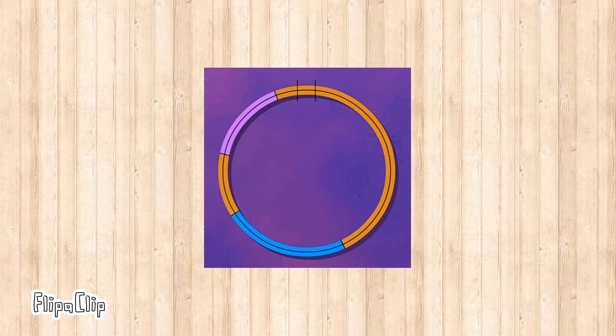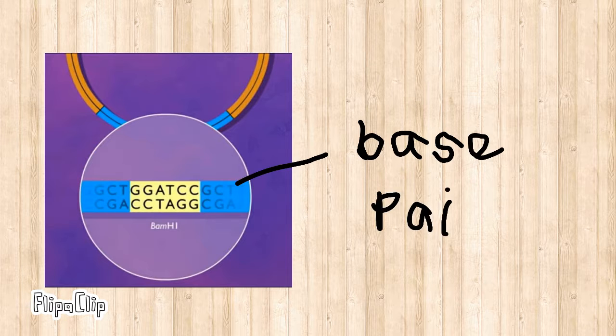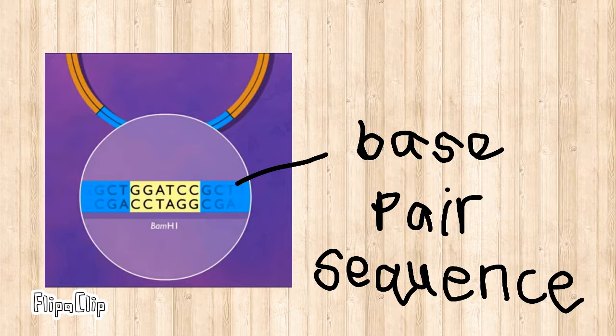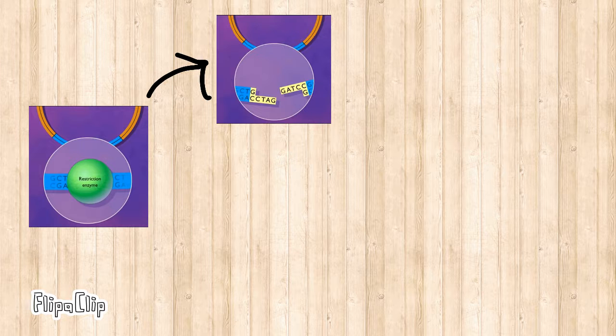Plasmids are good cloning vectors as they can carry an origin of replication and are able to replicate independently within a cell. Vectors must also have a small sequence of base pairs that can be recognized by a restriction enzyme. When the enzyme opens the circular plasmid, foreign DNA can be incorporated.